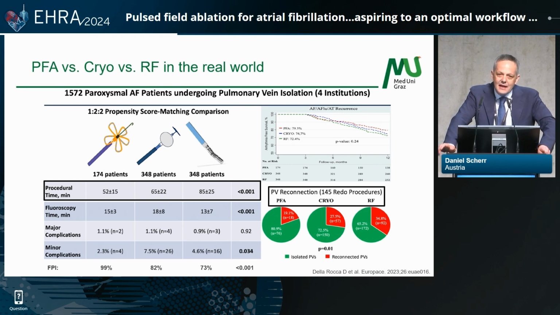Again, at least as good efficacy at 12 months with PFA, with the pentaspline catheter, as compared to cryo, as compared to RF, the significantly decreased procedural duration, and as a third point, the decreased pulmonary vein reconnection rate and the increased first pass isolation rate.